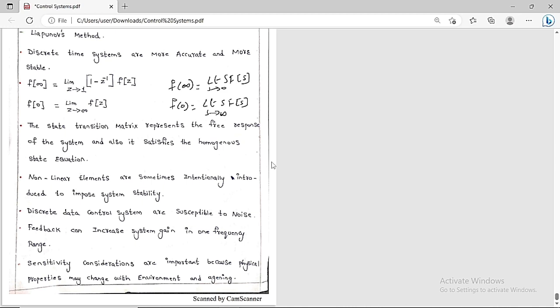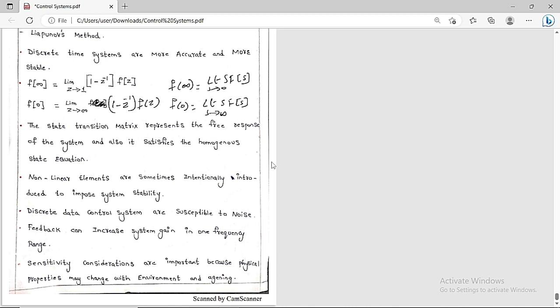The same thing we are going to apply here also. In the case of discrete time system, the initial value theorem is f(0) is equal to limit z tends to infinity, here it will be (1 minus z inverse) into F(z). So like this you have to write. If you substitute infinity in place of z, then z inverse becomes 0, so 1 minus 0 into F(z), the same thing, F(z), you are going to get.